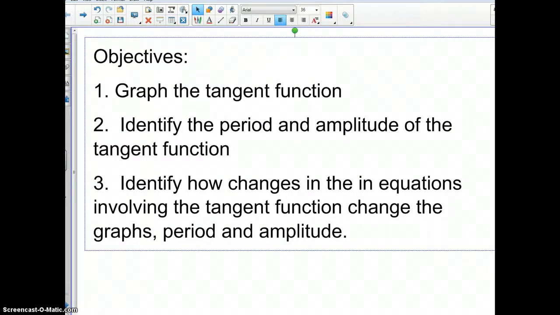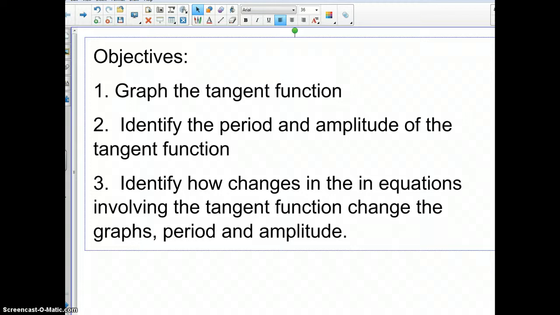In this video, what you're going to be doing today is graphing the tangent function. Afterwards, we'll talk about what the period and the amplitude are for the tangent function. And then you're also going to be doing a couple of graphs in a similar way to what we did with the sine and cosine functions, and talking about period and amplitude, and what actually changes those things.